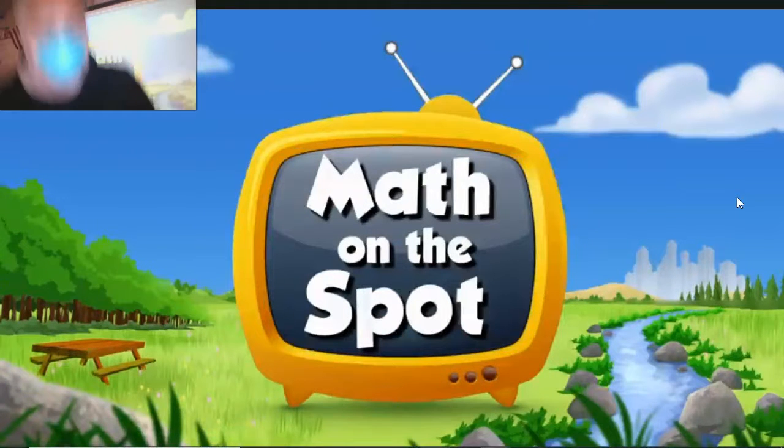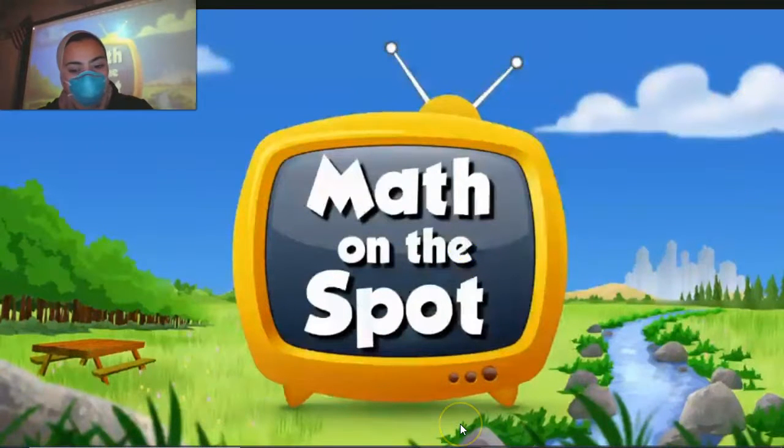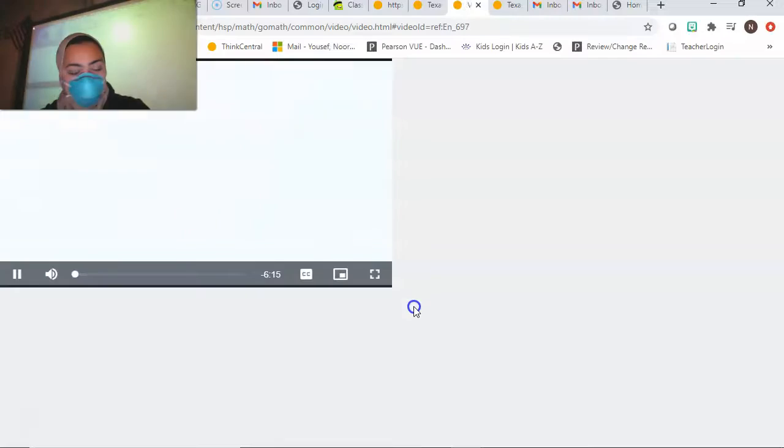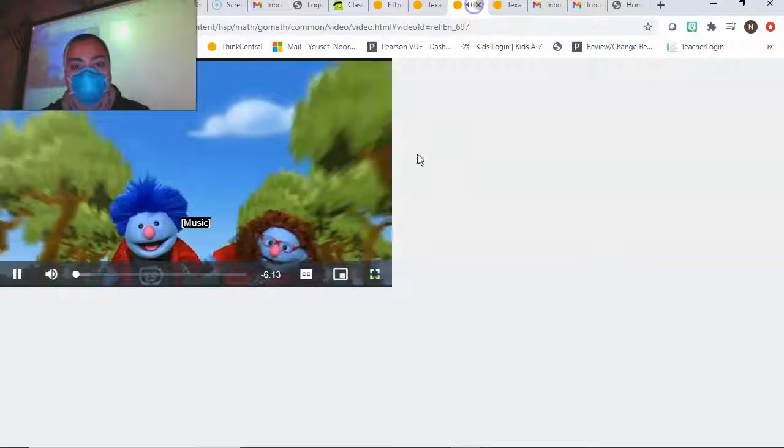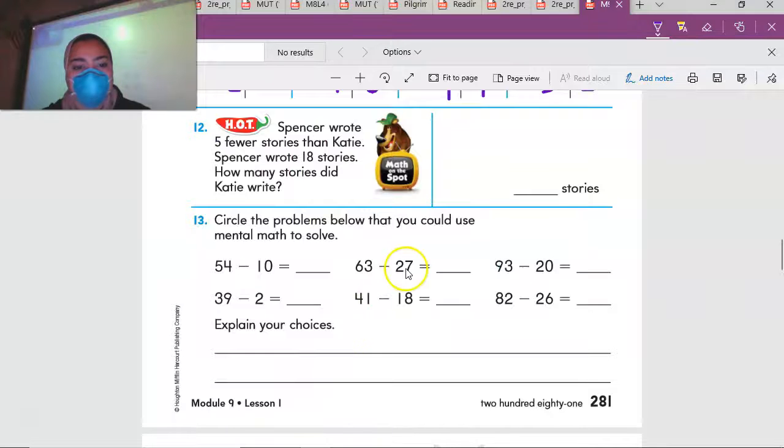All right, let's move on. All right, Spencer wrote 5 fewer stories than Katie. Spencer wrote 18 stories. How many stories did Katie write? Let's go ahead and underline the question. How many stories did Katie write? Spencer wrote 5 fewer is a key word. It needs to be boxed. 5 fewer stories than Katie.